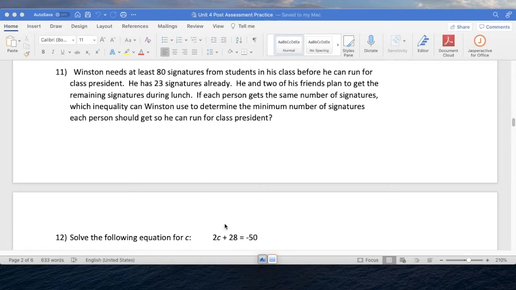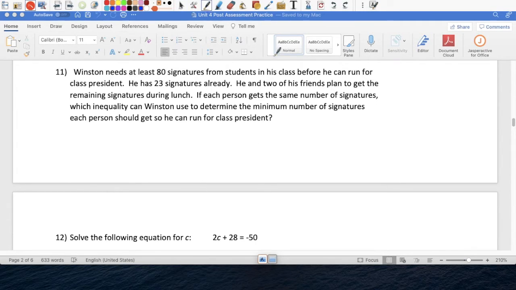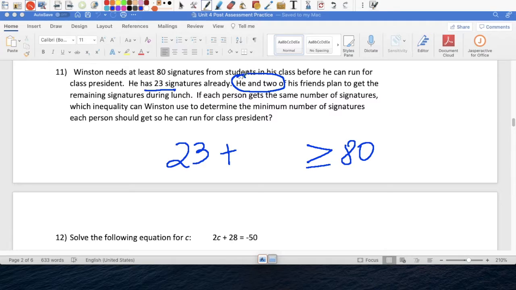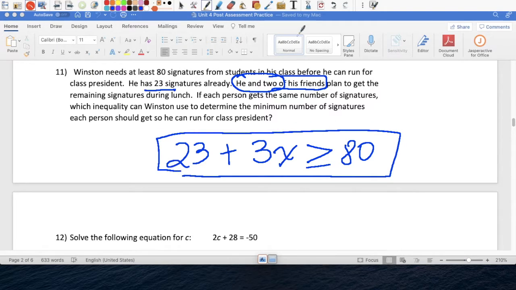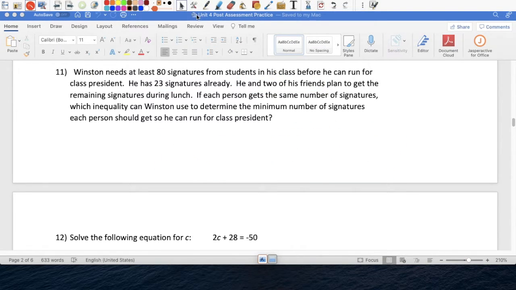This one was that signature bottle that I used today in class. So we need 80 signatures. Whatever we're doing, we have to get more than 80 signatures. What do we have already? We already have 23. We have 23 plus 3 people. That's he and 2 of his friends. So that's 3 people going around getting signatures. How many signatures do they need each so that when we collect everything, it's greater than 80? So that would be 3x. And that's it. That's all I want, the inequality.